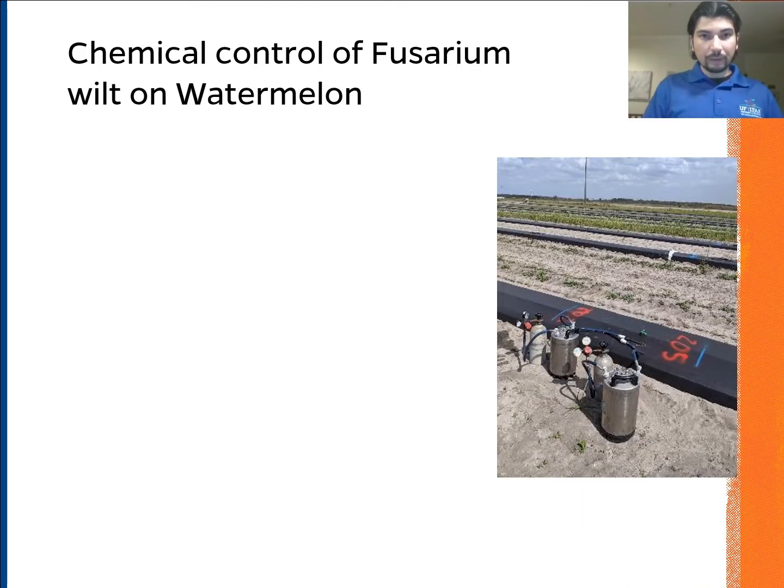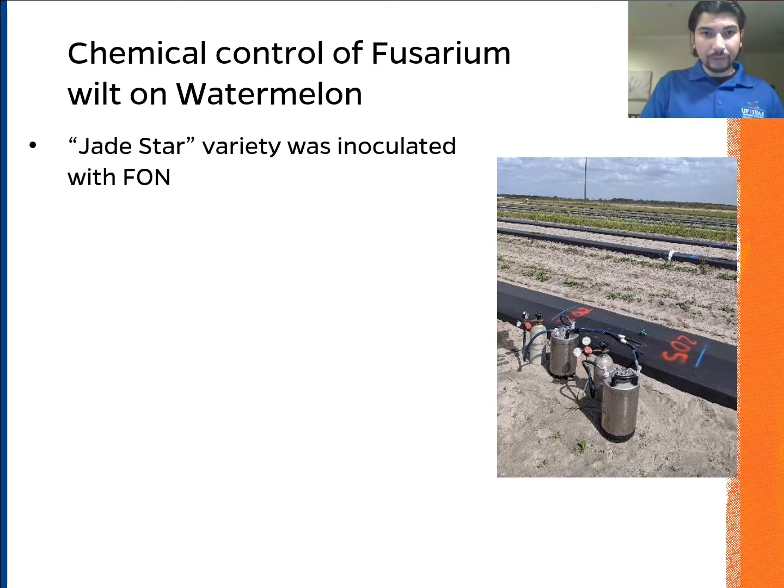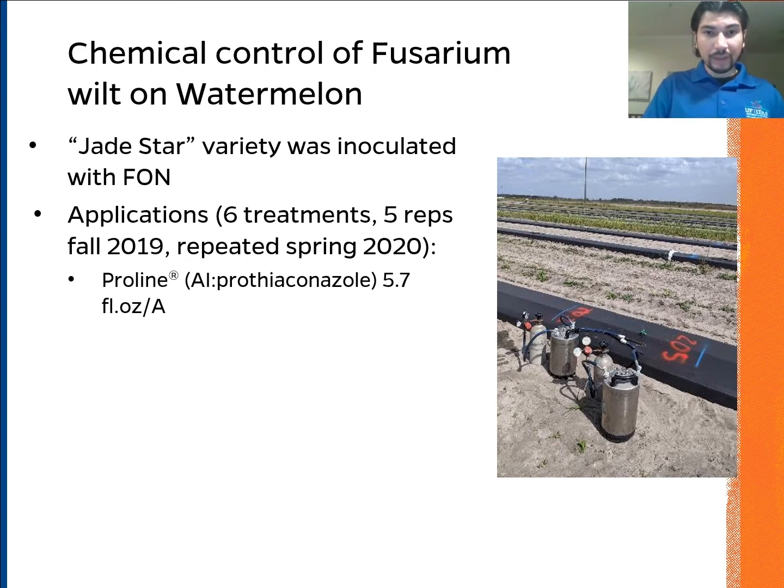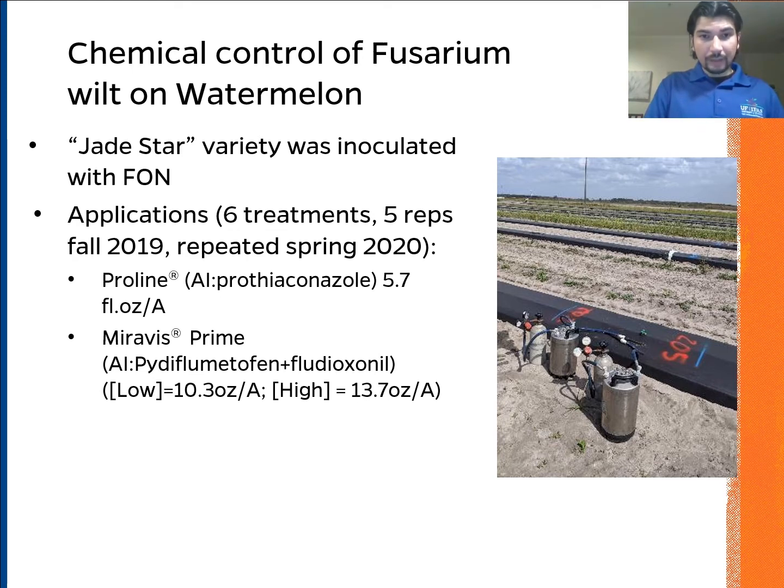So first, I'm going to talk about a field trial that we conducted in the fall of 2019 and spring of 2020. The watermelon variety Jade Star was inoculated with FON. Application using 6 treatments, 5 reps, was done in the fall and repeated in the spring. The treatments selected were Proline, which is the industry standard, and this was applied through a drip with a follow-up foliar application. And we were experimenting with a new product, Miravis Prime, which we used at low concentrations and high concentrations, which are listed here.